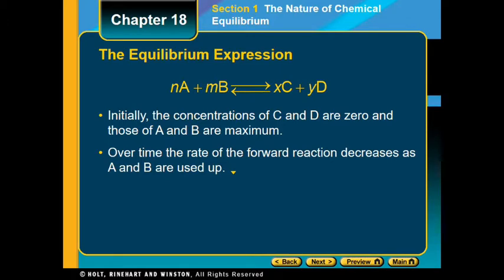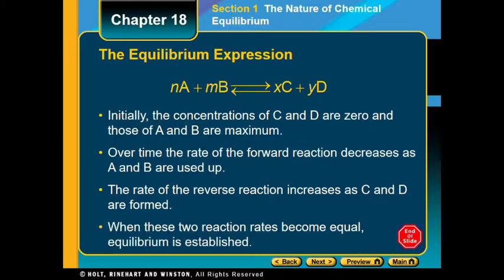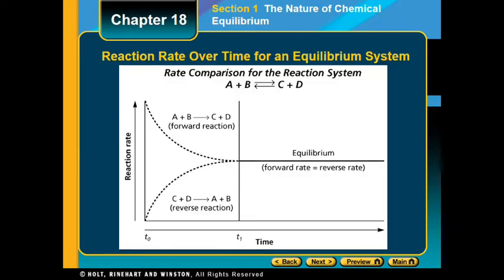Over time, the rate of the forward reaction does decrease as A and B are used up, and then the rate of the reverse reaction increases as you produce more C and D. But as C and D are produced, they start to reverse, breaking back down into more A and B. The two reactions will occur at equal rates, so equilibrium will be established. Please get this in your notes.